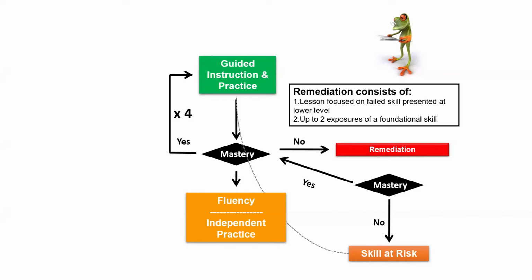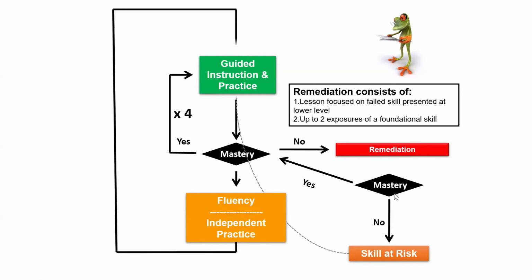Now, if students struggle during the guided practice, then we start the remediation activity. So it will either present the skill at a lower level or it will review a foundational skill. And if the students are on track, then we go into independent practice. Now, if the students struggle during the remediation, then it will become a skill at risk.